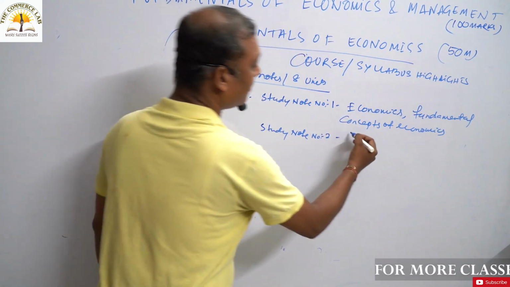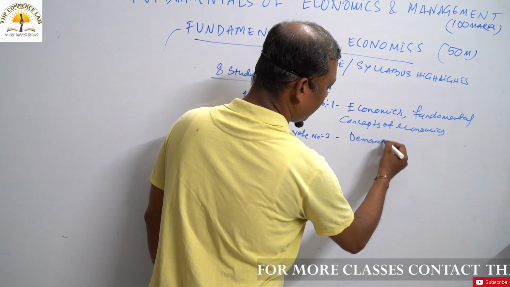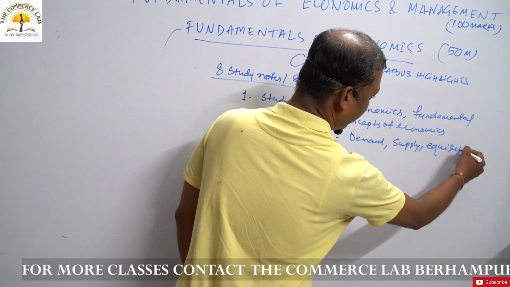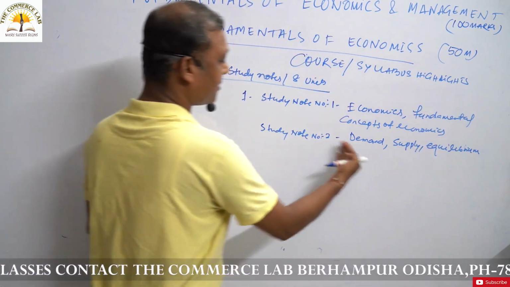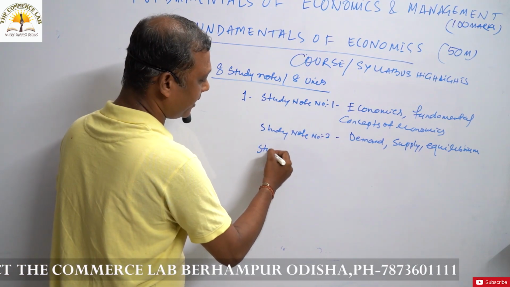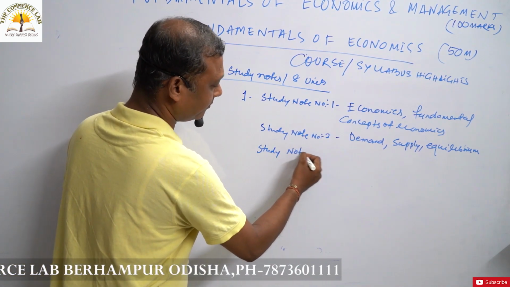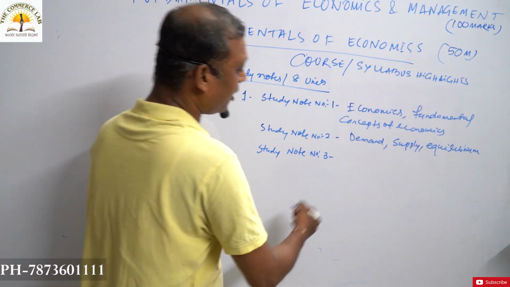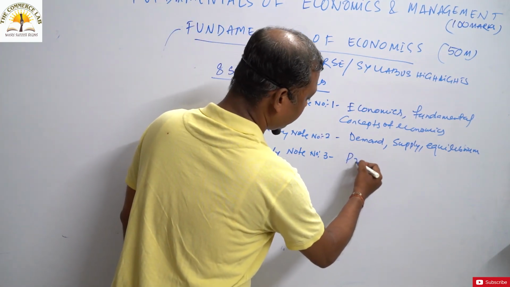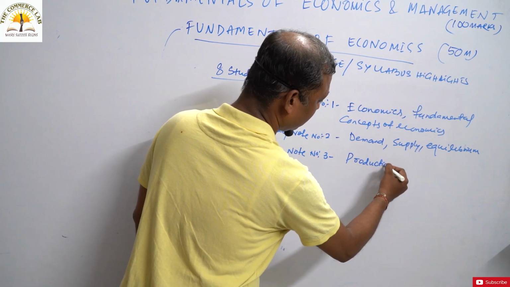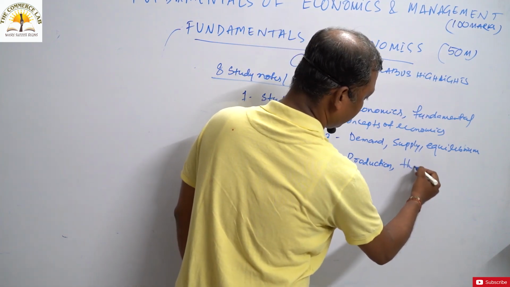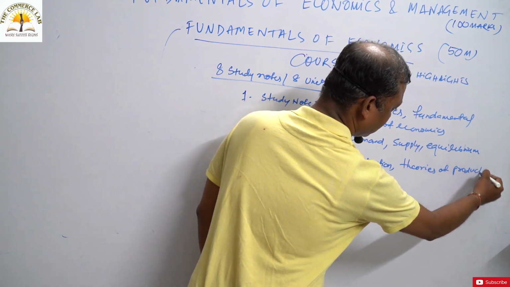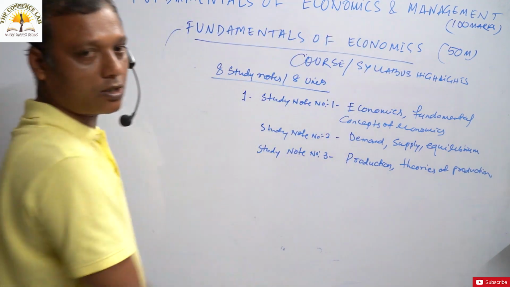Study note number 2 will deal with demand, supply, and equilibrium. Now study note number 3. Your unit 3 will discuss production, theories of production. This is your study note number 3.